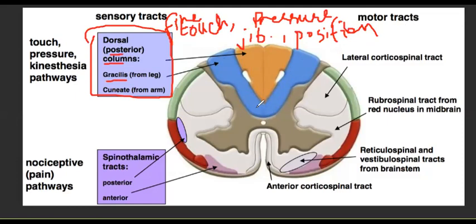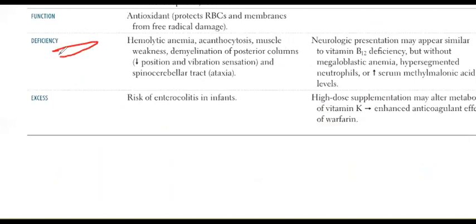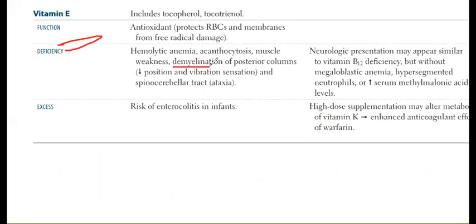So those nerves bring the information to your spinal cord via this blue nucleus, which is called nucleus cuneatus, or we call it fasciculus cuneatus. So I'm just trying to make this concept good in your head, that what they have written in your First Aid is they're trying to explain to you that when vitamin E is deficient, its deficiency causes demyelination of posterior columns, okay, which will decrease the position and vibration sensation, okay?